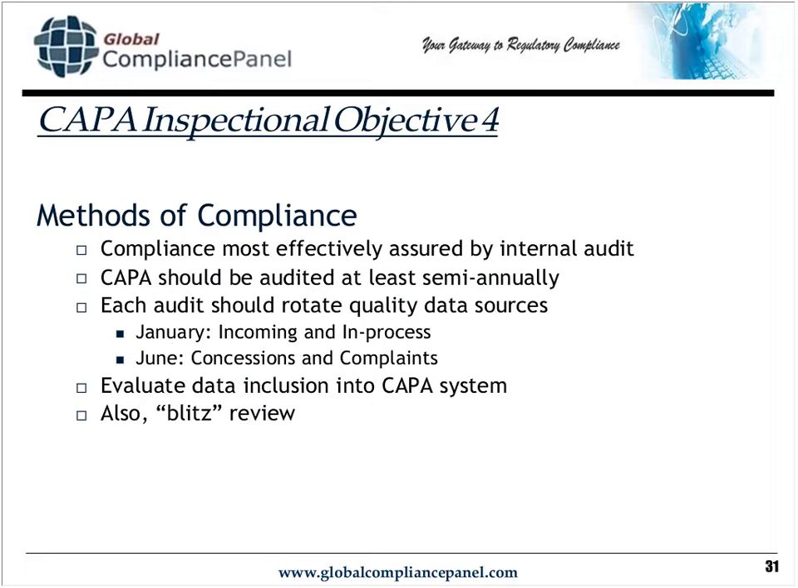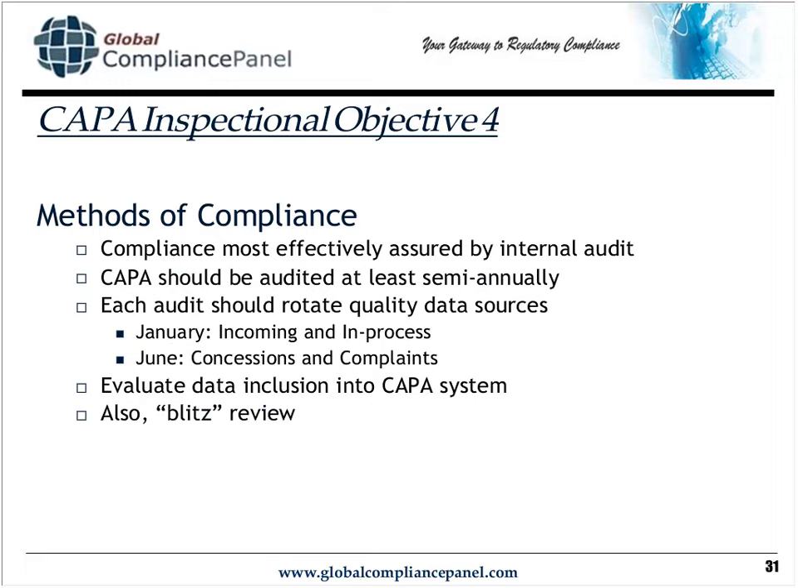The way to comply with this is by internal audit. For all intents and purposes, you're only required to perform internal audits on each of your subsystems once a year. CAPA is such a critical system that I recommend you put it on your internal audit schedule for twice a year.